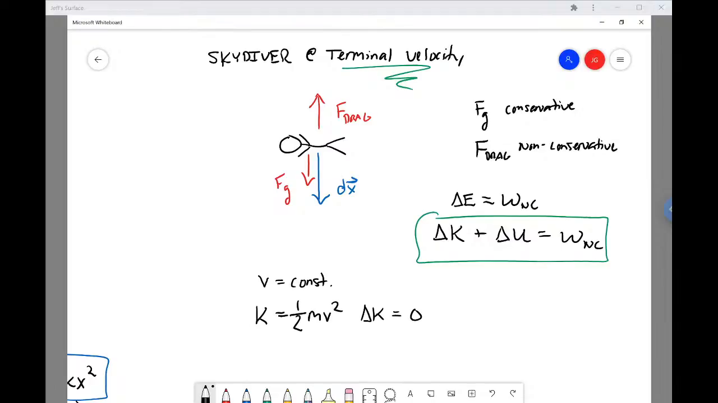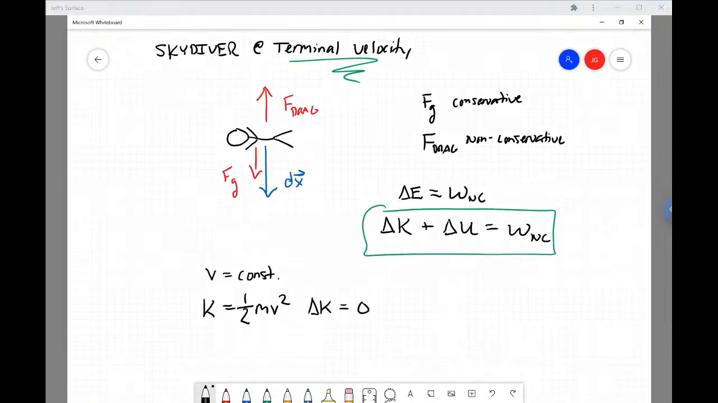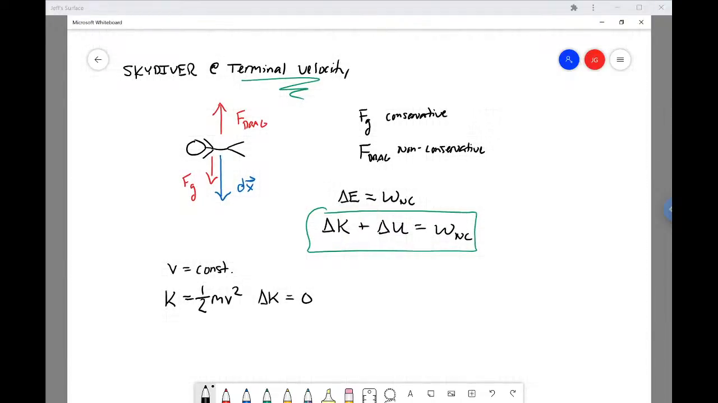All right, your options are delta U is 0, gravitational potential energy is not changing. Delta U is less than 0, it's decreasing. Or delta U is greater than 0, gravitational potential energy is increasing. So, which is it? Less than, greater than, or equal?